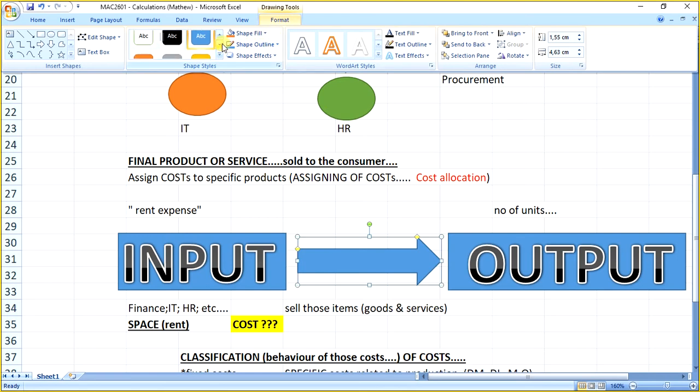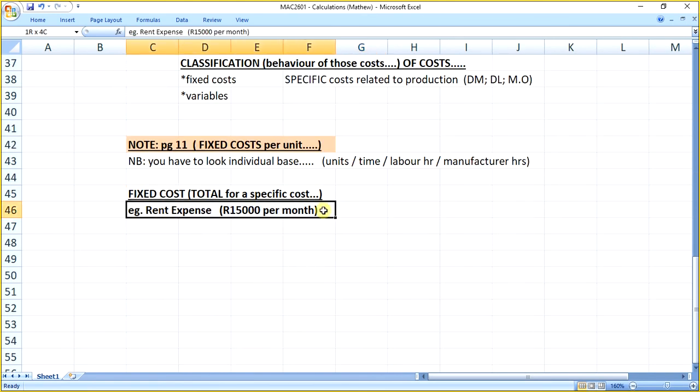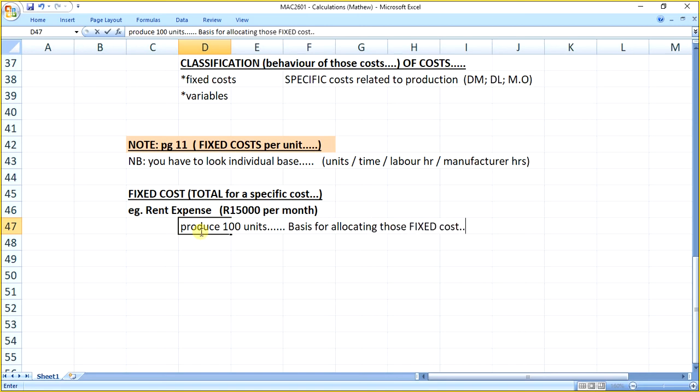Okay, that's what you're actually looking at when dealing with management accounting. You're looking at the cost allocation, or the assigning of cost to certain products. So, if I look at this example, if I've got 15,000 Rand per month, and let's say I produce 100 units, in terms of a basis for allocating those fixed costs, I'm going to be using 15,000 divided by 100, which is 150 Rand per unit. Right, and that'll have to be built into the cost price of that particular item if you're going to be pricing it based on this method.